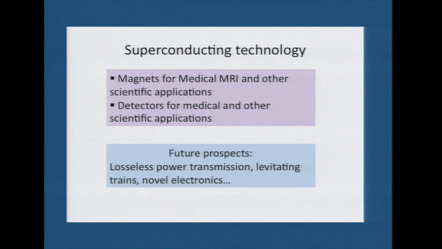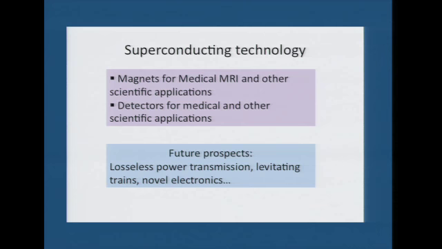Superconducting magnets play an important role in magnetic resonance imaging, MRI, and they also have other scientific applications. Also, you can use superconductors to make detectors for medical applications as well as other scientific applications. But on the whole, it's a small niche market. And the reason for that is superconductivity requires low temperature. If someday somebody made a room temperature superconductor, that would completely transform the technology. We could actually then realize all these fantasies of lossless power transmission, of levitating trains, and of all kinds of new electronics.